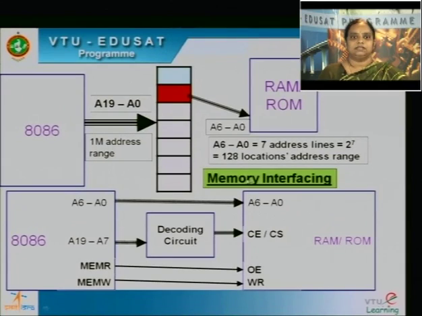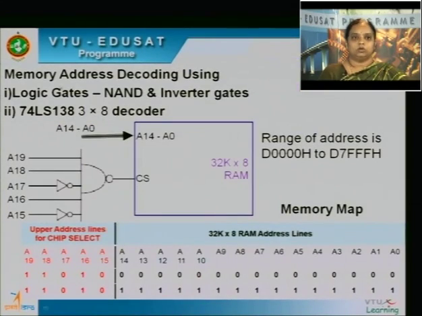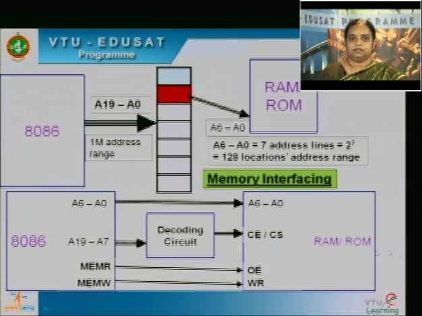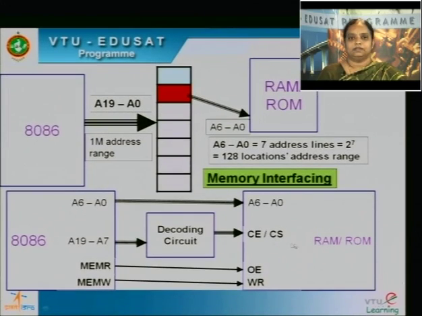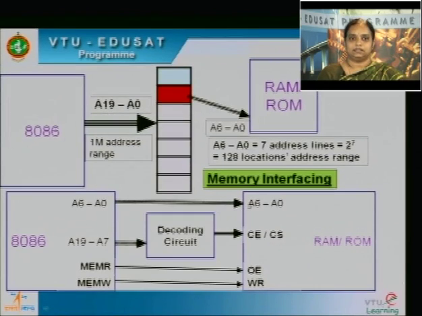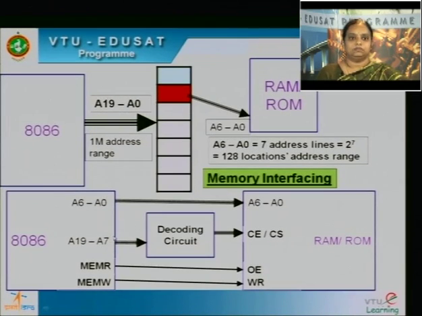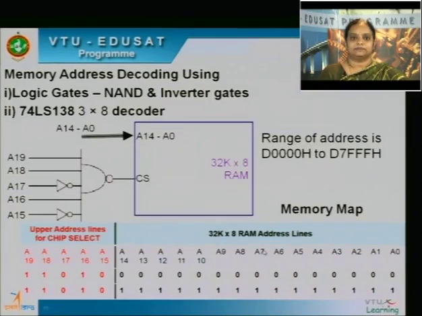The memory interfacing circuitry generally is of two types. One is through the logic gates and the other is through the decoder. The one through the logic gates, what does it do? Let us say I have a RAM. The RAM requires A0 to A6, then A0 to A6 is connected directly. The rest of the bits, address bits A7 to A19, are decoded and fed to the chip select.